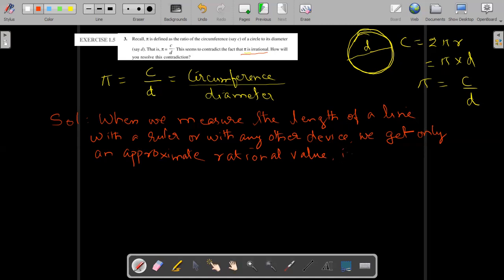That means C and D both are irrational. We are not getting a rational value, not even an approximate rational value, because it is actually irrational. So therefore, C on D is irrational.